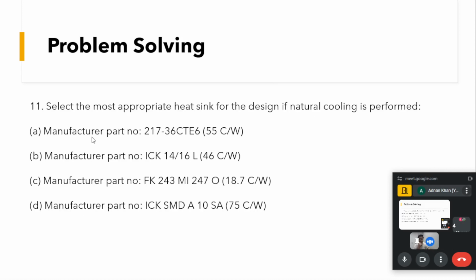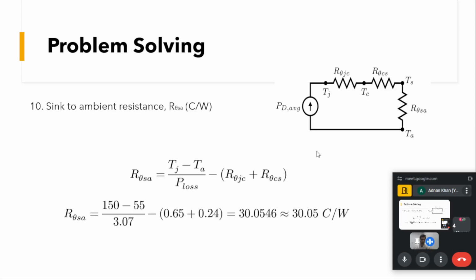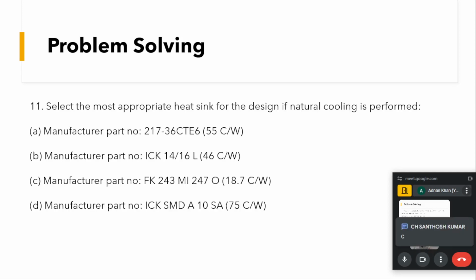Now coming to the last question, I think. Select the most appropriate heat sink for the device if natural cooling is performed. So there are a number of heat sinks and their part numbers are provided, and next to the part numbers are the thermal resistances of those heat sinks. And we had seen we wanted a heat sink with thermal resistance equal to 30 or below that. So I think you should be able to answer this question.